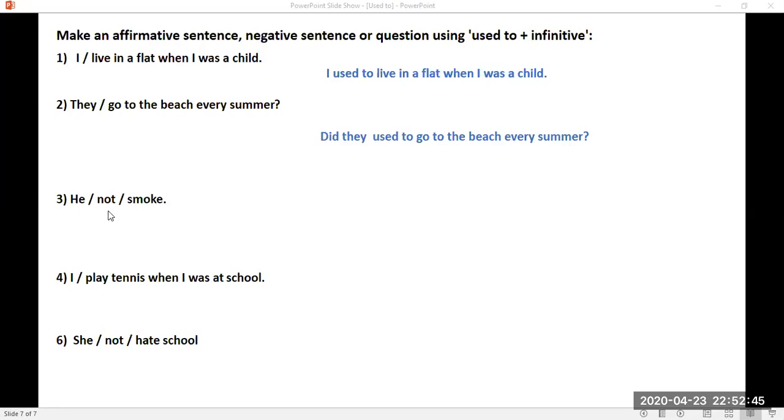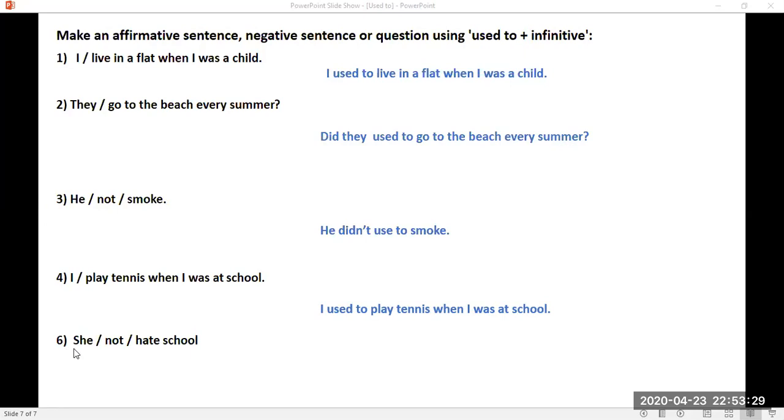The third one, he not smoke. So we don't have a question mark, but we have not. That means this is a negative statement. So he didn't use to smoke. The fourth one, I play tennis when I was at school. So no question mark, and we don't have not. So that means this is an affirmative sentence. So I used to play tennis when I was at school.